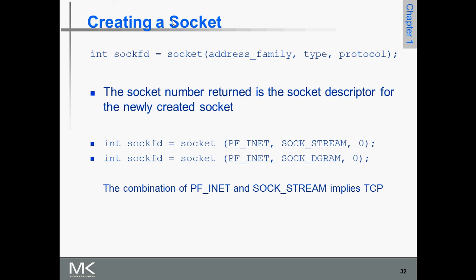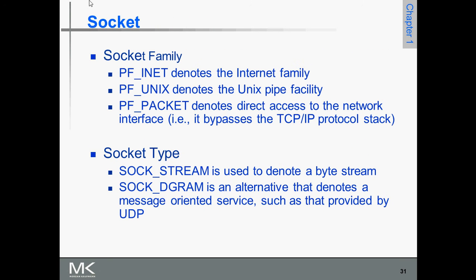Now let's see more about the parameters. This is the socket family parameter. Here, PF_INET denotes the internet family of IPv4, PF_UNIX denotes the Unix pipe facility, and PF_PACKET denotes direct access to the network interface.